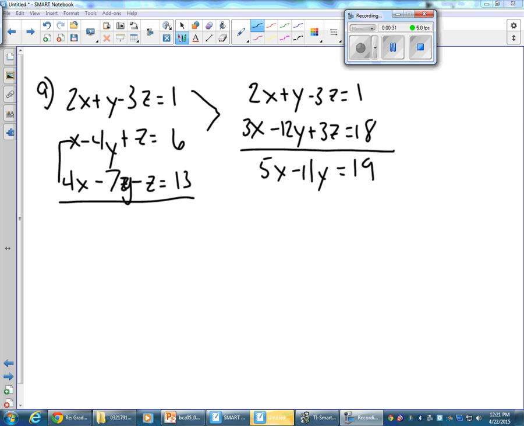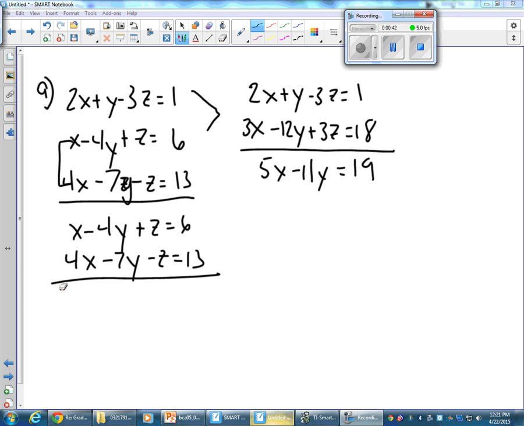And then I'm going to use the last two lines, and I can use them exactly like they are written. And when I add them together, the z's are going to cancel. And I get 5x minus 11y, and the z's cancel, equals 19. These two equations are exactly the same, which means they would be the exact same line, which we looked at yesterday, means there's going to be infinite solutions.